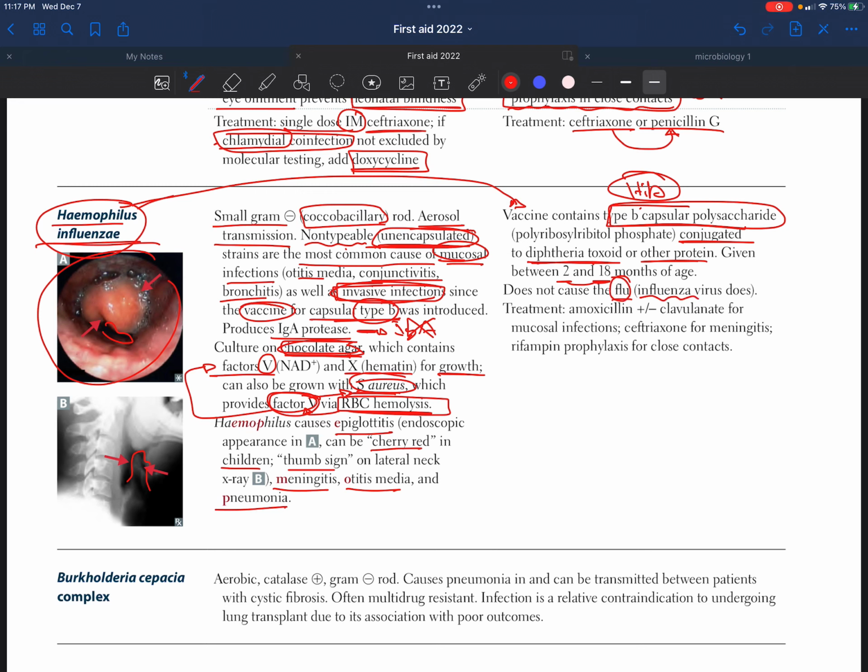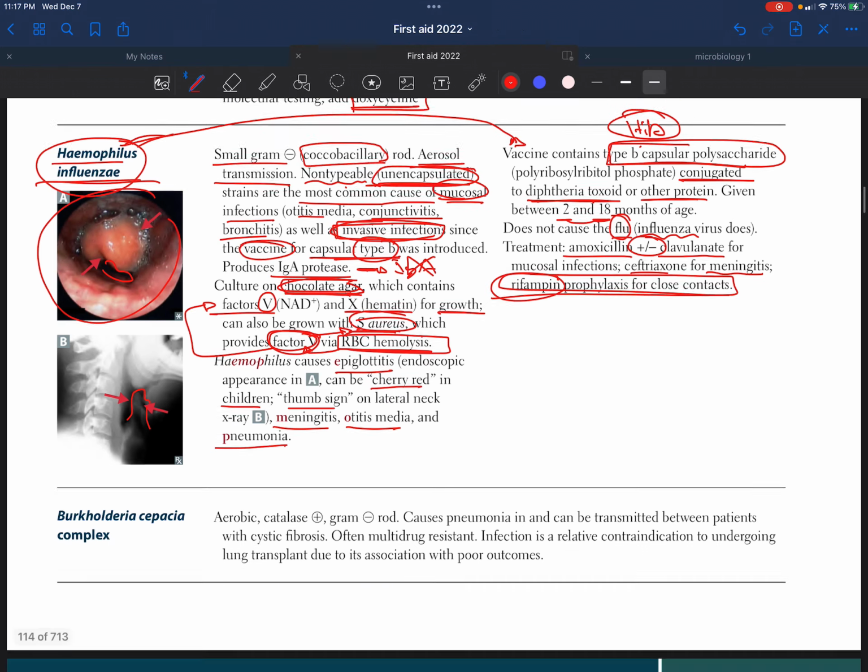The treatment for Haemophilus influenzae is amoxicillin plus or minus clavulanate for mucosal infection, while ceftriaxone is for meningitis. Rifampicin prophylaxis is for close contacts. Because it's aerosol transmission, we need to be careful. If someone is in close contact with the patient, we need to use rifampicin to prevent the infection.